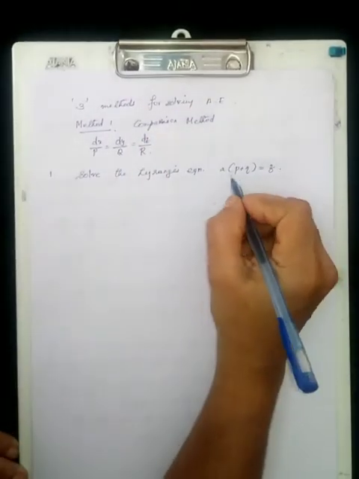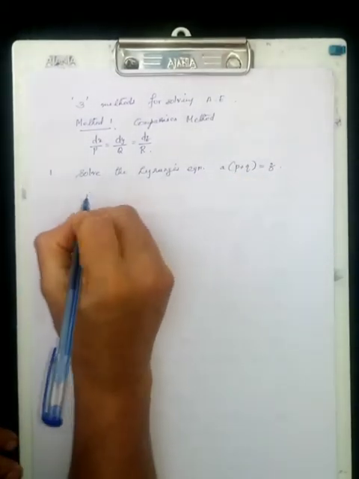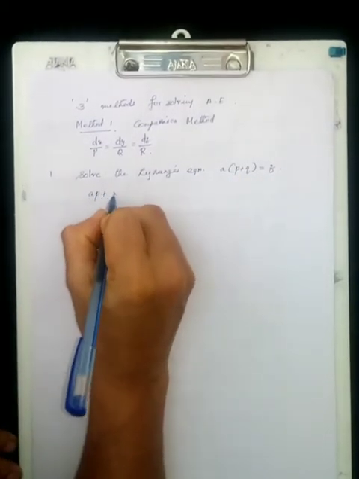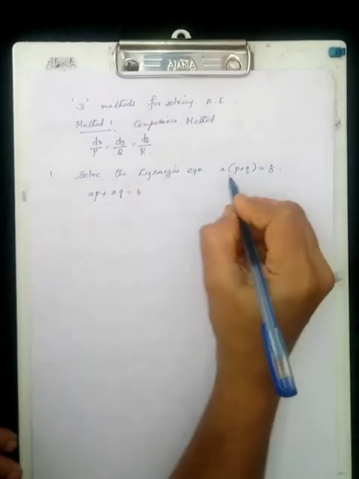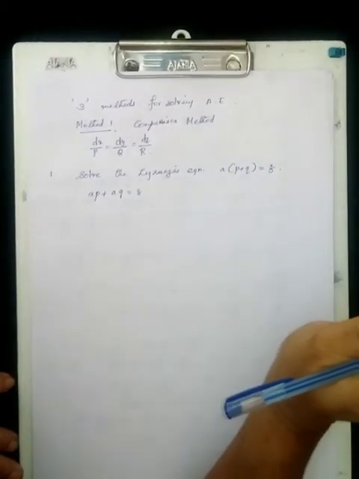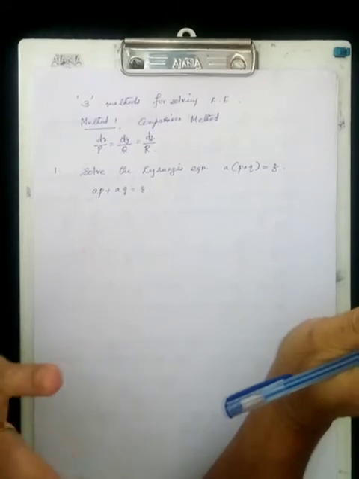Now here a is constant. So this is the Lagrange's equation. Now this Lagrange's equation should be written as ap plus aq equal to z. That is, we are expanding this bracket. Then only we can take capital P, Q and R.